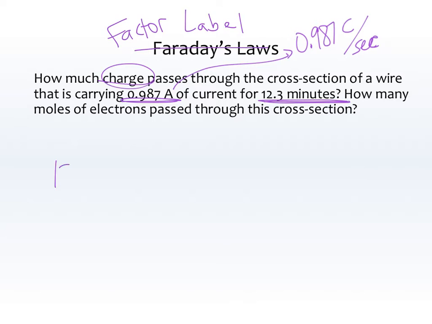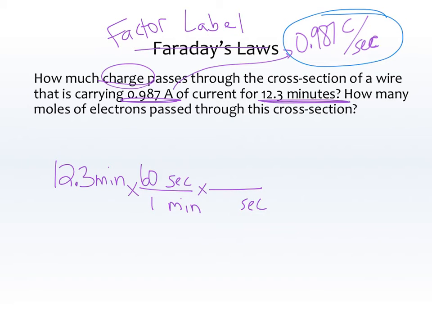So we've got 12.3 minutes, and remember factor label is a way to cancel units, so the unit you have goes on the bottom and the unit you're looking for goes on top. Since an amp is a coulomb per second, I'm going to turn the minutes into seconds. 1 minute is 60 seconds. I am not looking for time, I'm looking for charge, so I'm going to put seconds on the bottom, and then we noticed that we have 0.987 coulombs per 1 second.